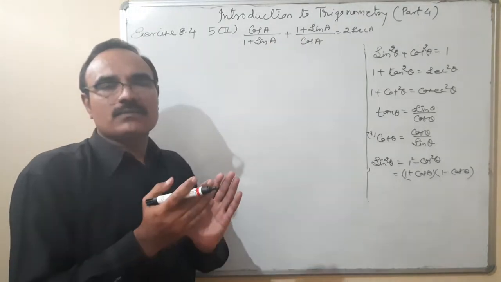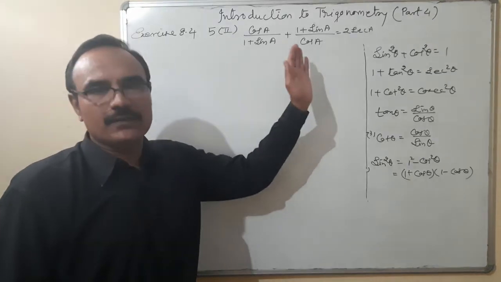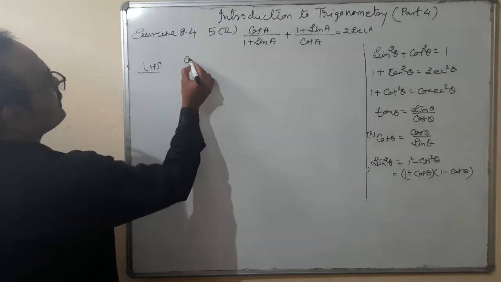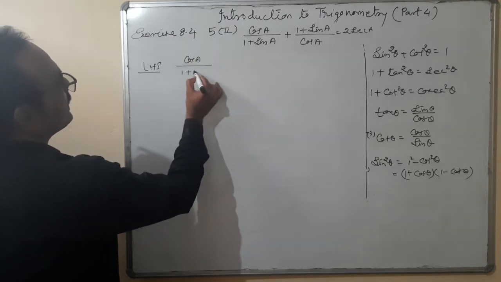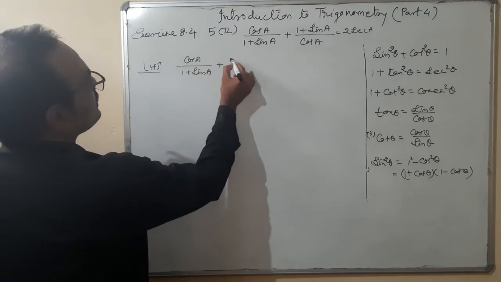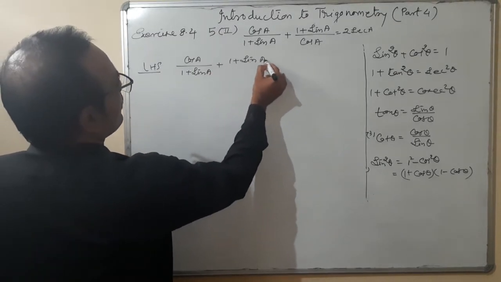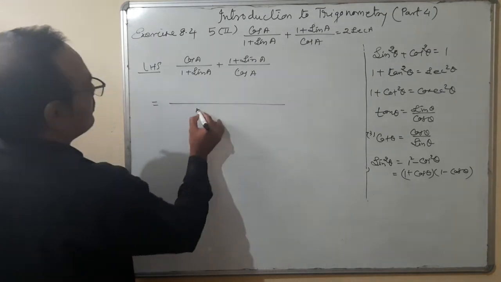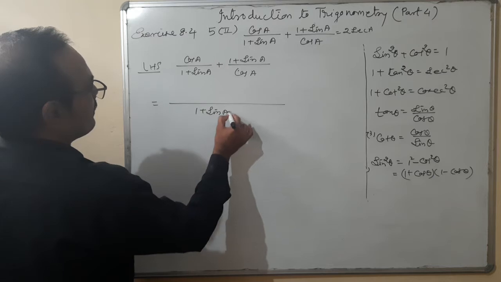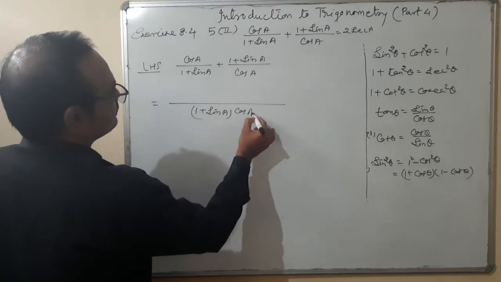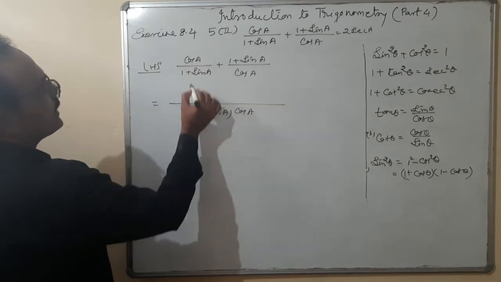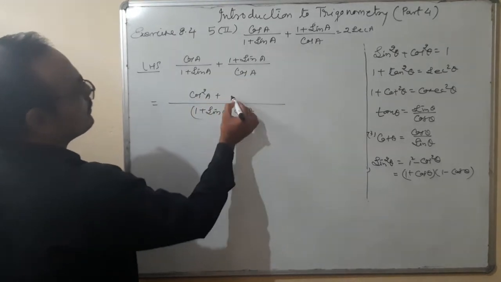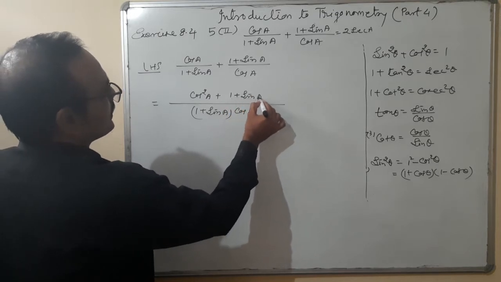Whenever you see that the number of terms are 2 or more than 2, generally we'll have to take LCM. LHS: cos A upon 1 plus sin A plus 1 plus sin A upon cos A. Taking LCM first, 1 plus sin A, cos A. 1 plus sin A cancel, cos A multiplied by cos A, cos square A, plus cos A cancel, 1 plus sin A, 1 plus sin A, 1 plus sin A whole square.